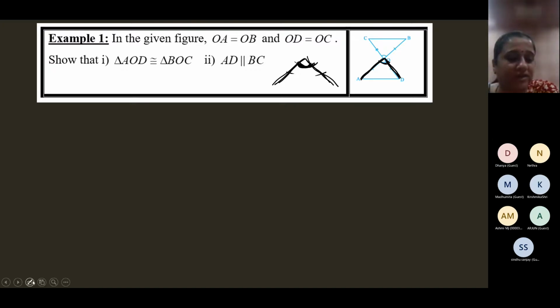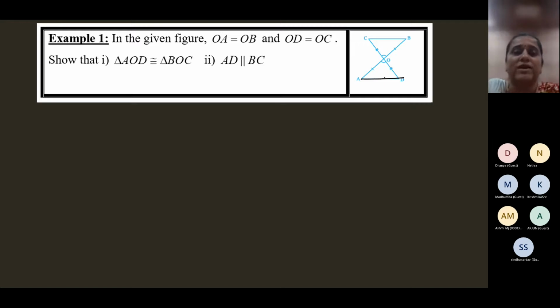Now why are we taking these two sides? Why are we not taking this side? Because while listing the equalities, we have not mentioned anything about that side. We have mentioned this side and this angle. And here also in this triangle, we have mentioned this side and this angle. These are the arms of the angle. So we say two sides and the included angle.